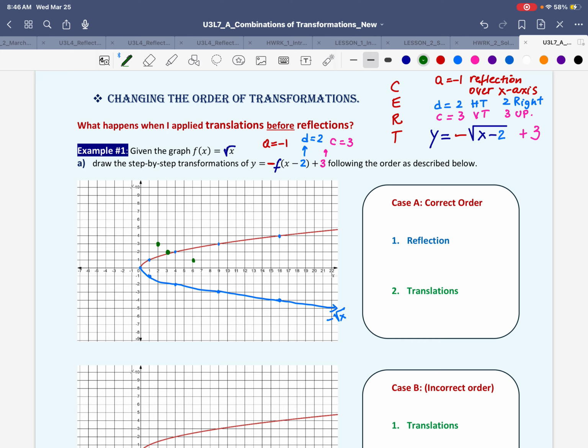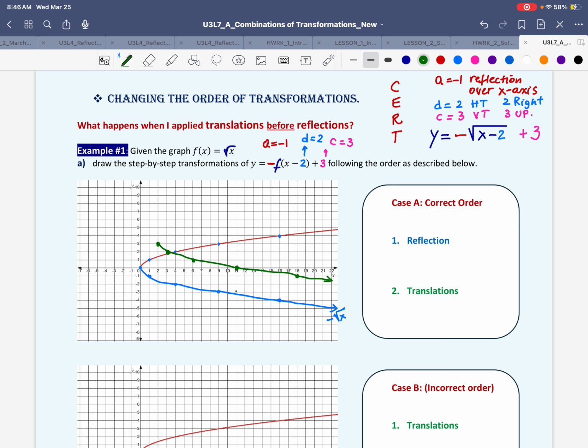Where are we now? Okay, so 1, 2, 1, 2, 3, yeah. And 2 to the right again, and then 3 up. So we're going to land right below 18. All right, and we're going to connect all these points. Voila, this will be our transformed graph.